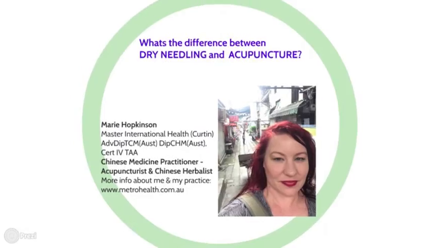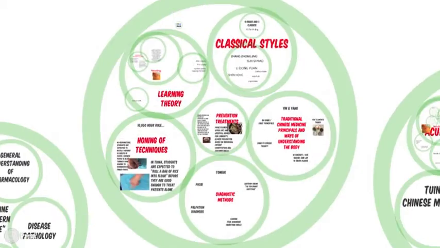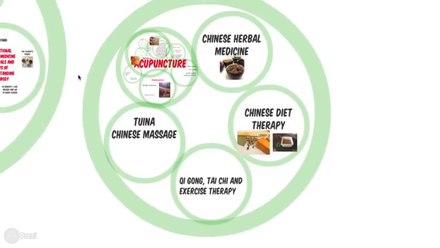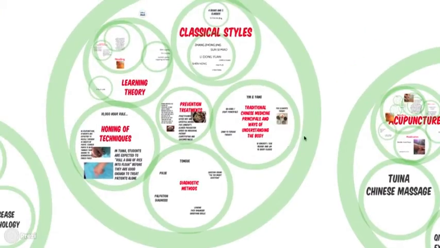And let's get started. What's the difference between dry needling and acupuncture? Well, for a start, acupuncture is part of the system of Chinese medicine. So Chinese medicine encompasses all of these different treatment therapies, but all these different therapies are based on the same theories and principles and ideas.